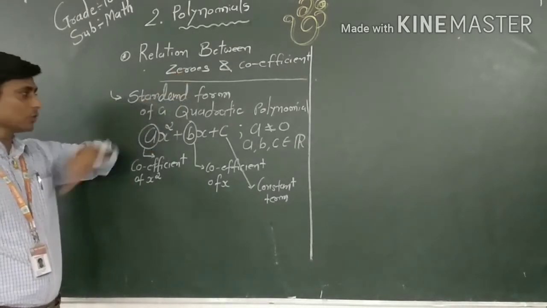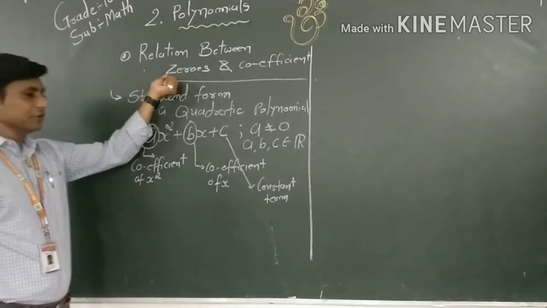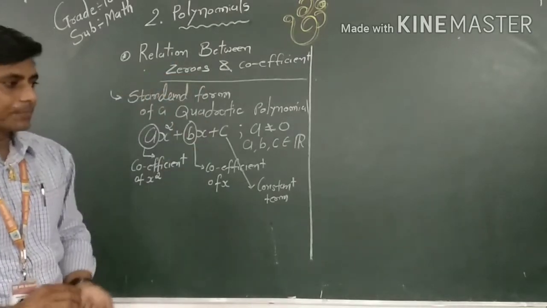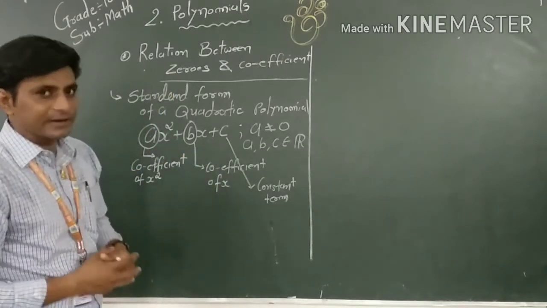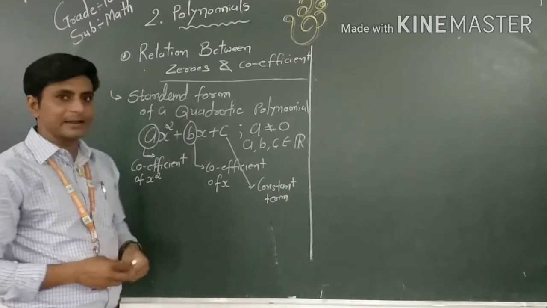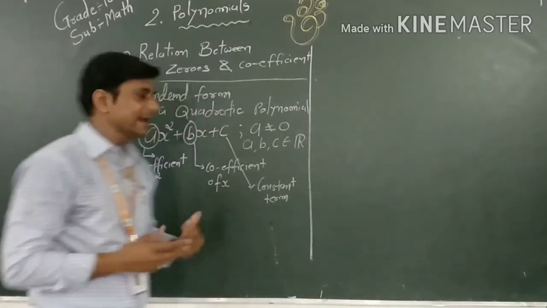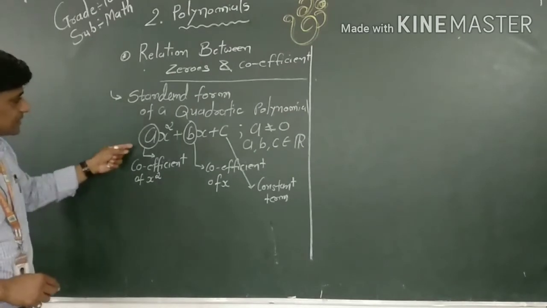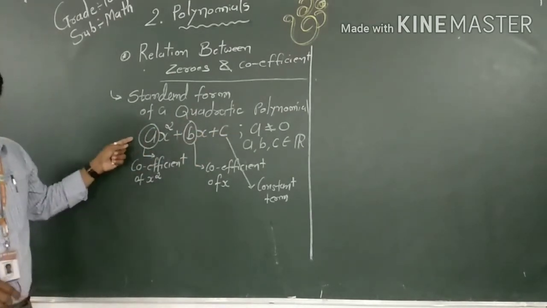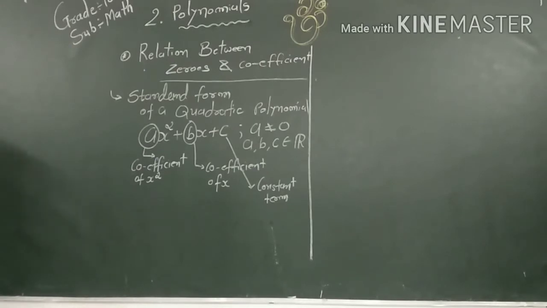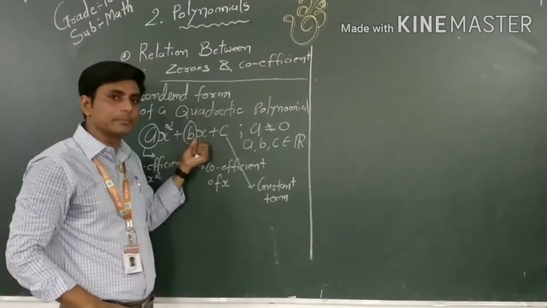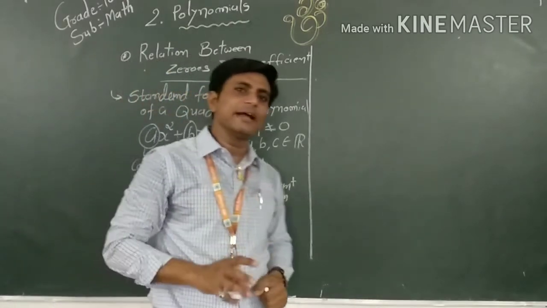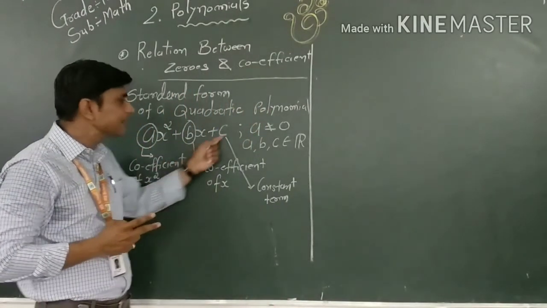Okay. Now what is a zero? In our previous video we have already learned that we can find zeros by many different methods: algebraic method, geometrical method, factorization method, etc. Suppose this is the standard form of a polynomial. If alpha and beta are two zeros of this polynomial, we consider alpha and beta as two zeros of this standard form.